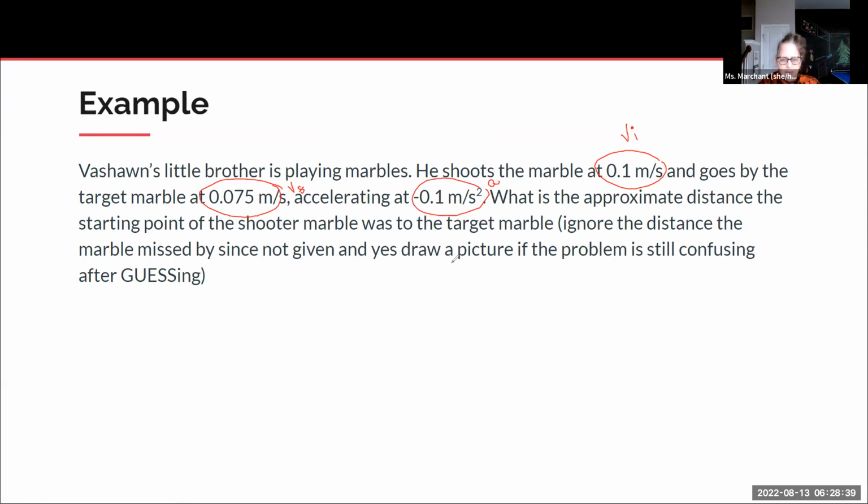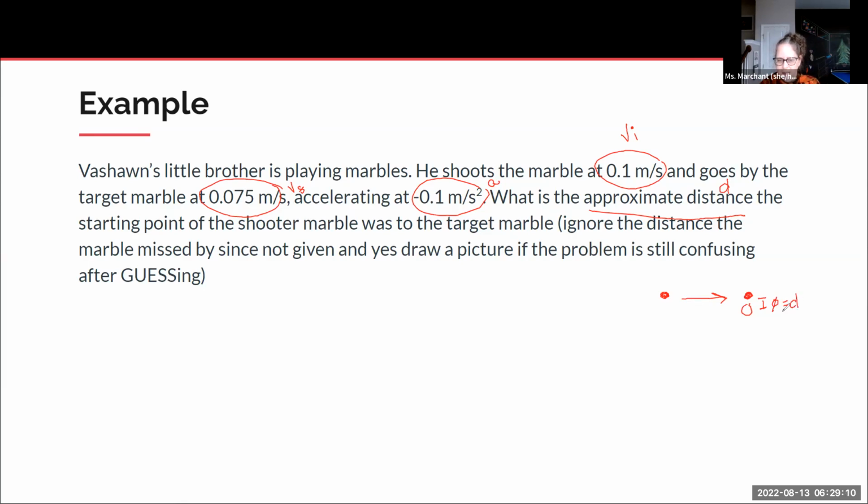What is the approximate distance the starting point of the shooter marble was to the target marble? Ignore the distance the marble missed. So let's draw a picture. We shoot off the marble and it misses another marble right there. They said we could ignore this little distance, so we can assume that distance is 0.